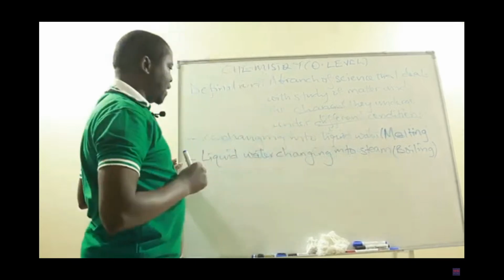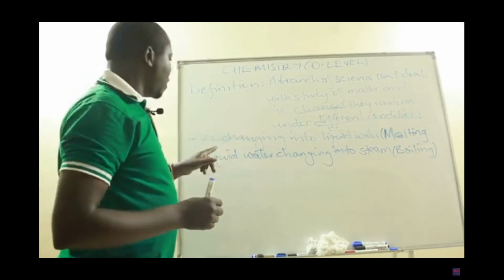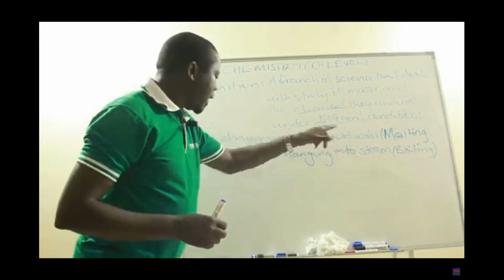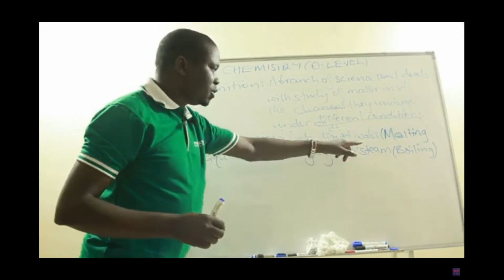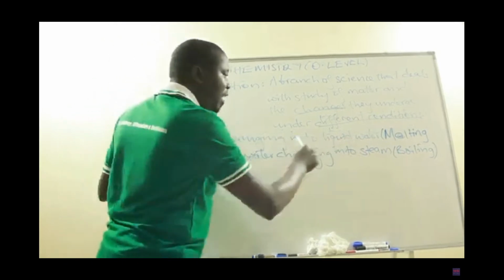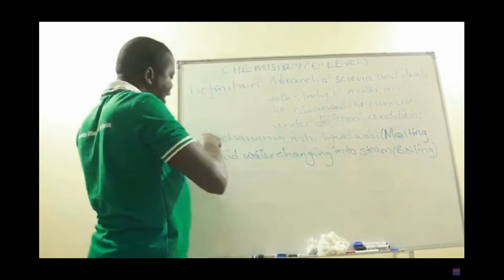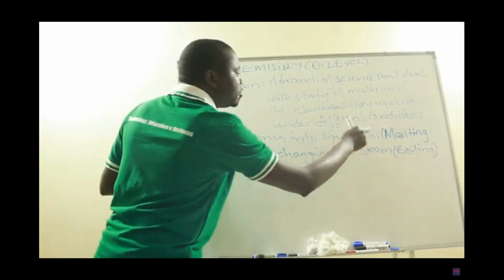This is one of the changes. So I've given you two changes here that matter can undergo. Ice changing into liquid water, then liquid water changing into steam. I want us to know that ice is water in the solid state. Then this liquid water is also water but in the liquid state. Then we have liquid water changing into steam.